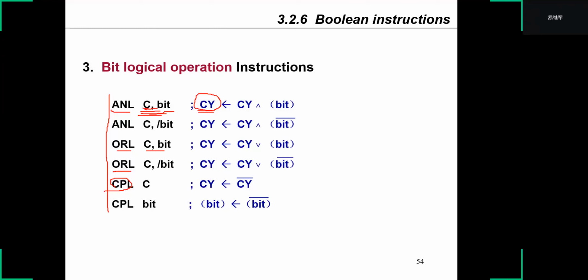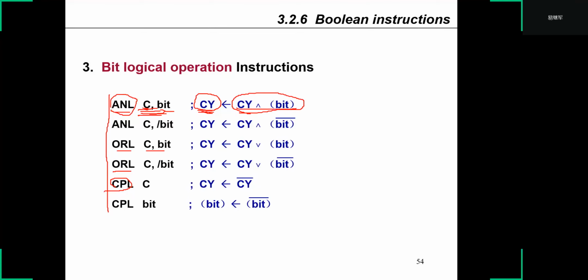So for the first one, ANL C, bit. CY, move to CY, what does it mean actually? ANL C, bit: the CY and the bit get the AND operation, and the result moves to C.